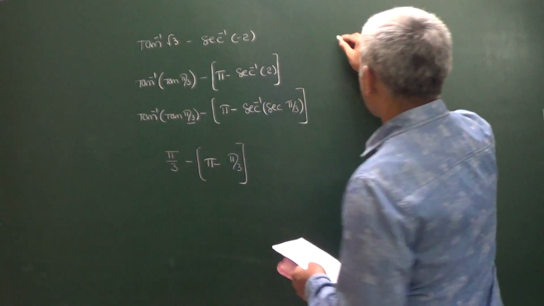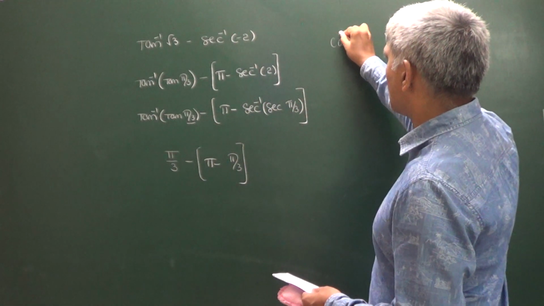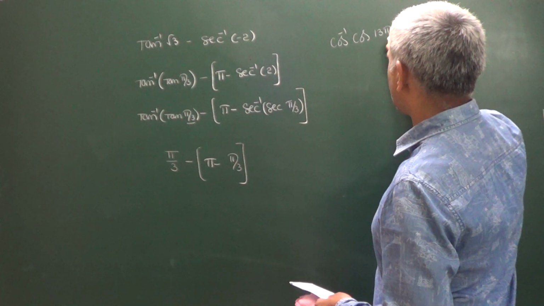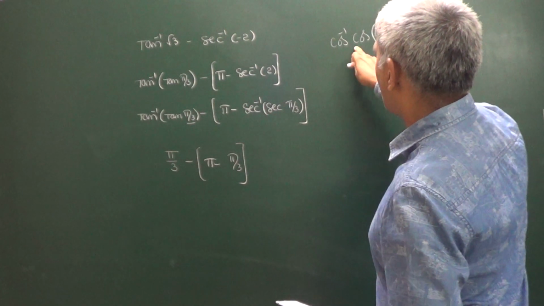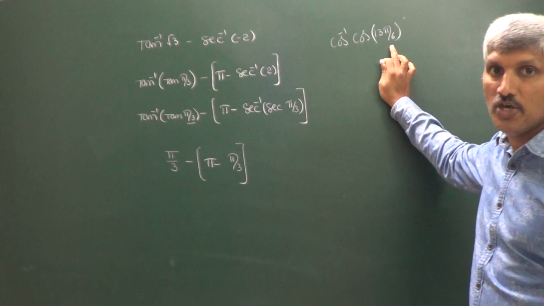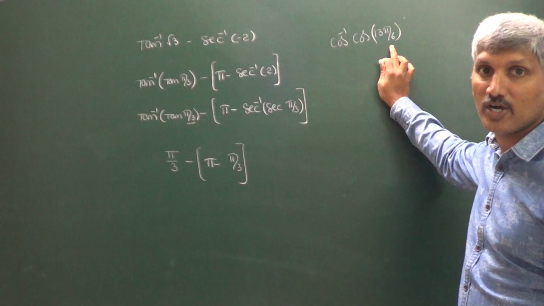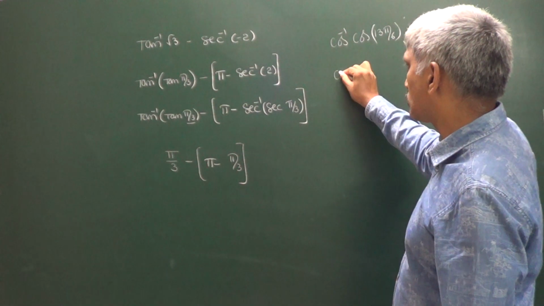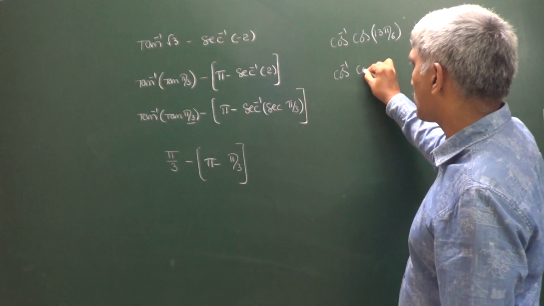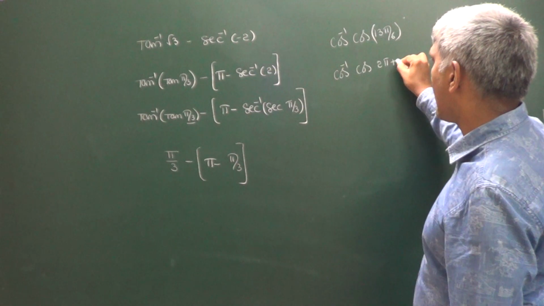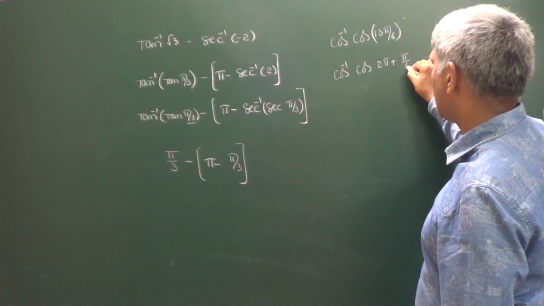So this is another question given like this: cos inverse of cos 13 pi by 6. Cos inverse of cos theta is there. You can't write directly theta because theta is not there in the principal branch. Now I can write cos inverse of cos 13 pi by 6 as 2 pi plus pi by 6.